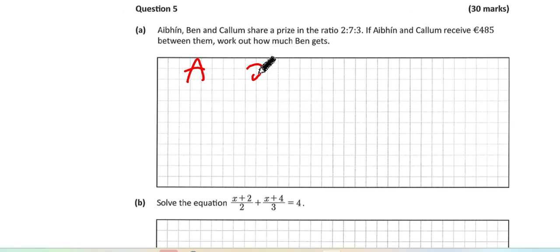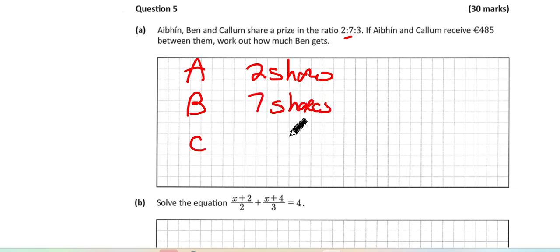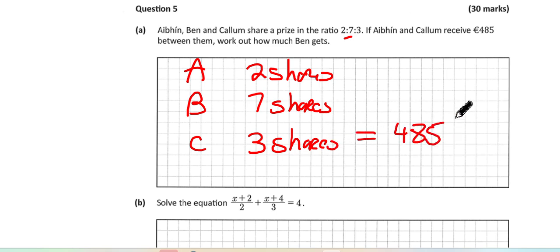Ratio question, yeah? Alva gets 2 shares. How much does Ben get? Ben gets the middle amount, 7 shares. How many shares does Callum get? 3 shares. Everybody see that? They receive €485 between them.